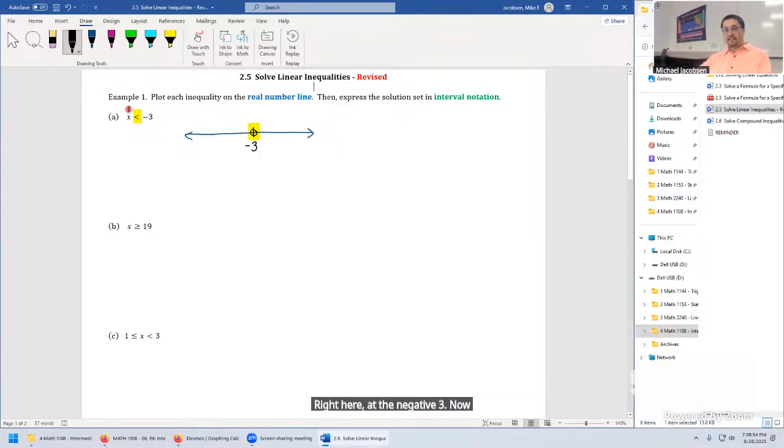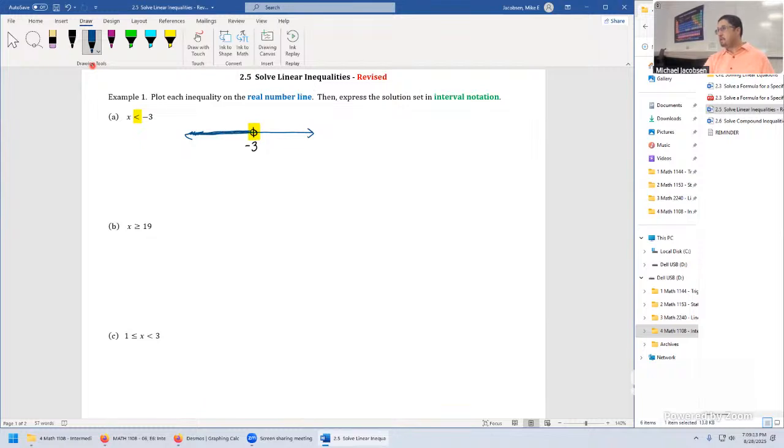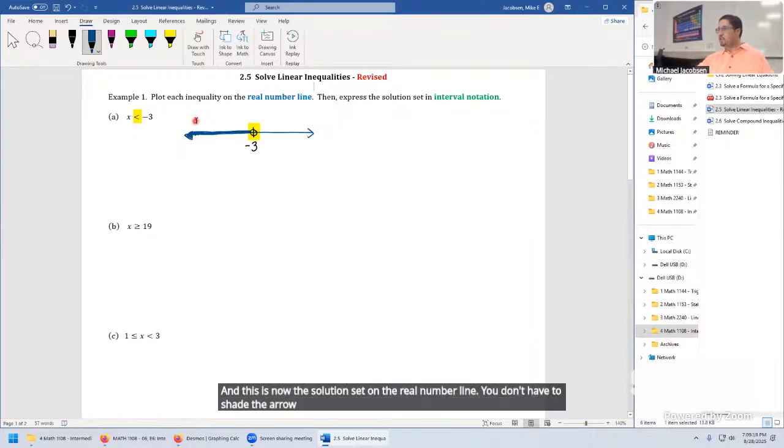Now, this is saying verbatim, x is less than -3, but this is just another way to say a solution x is to the left of -3. So that means the solution's plot going to the left like this. I'll shade it kind of in this way. And this is now the solution set on the real number line. You don't have to shade the arrow, it just looked a little bit better that way.